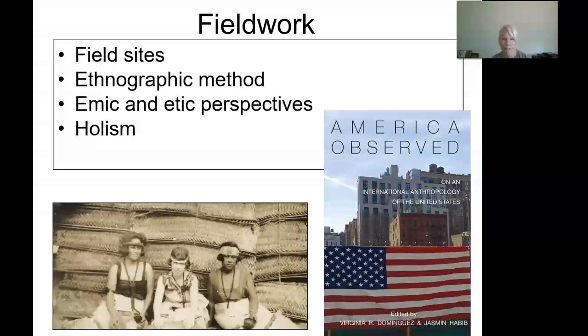But again, anthropologists today are not limited to just that kind of non-Western rural field site. So the book cover on the right is an example of anthropologists working on life in the contemporary United States and in cities. So again, the full range of cultural worlds is included in the spaces that anthropologists work.